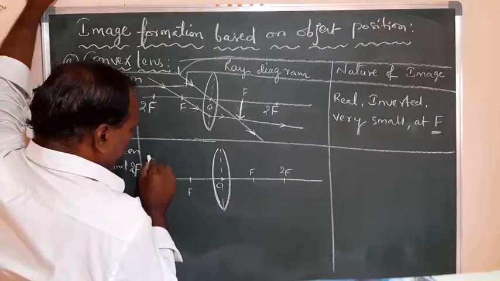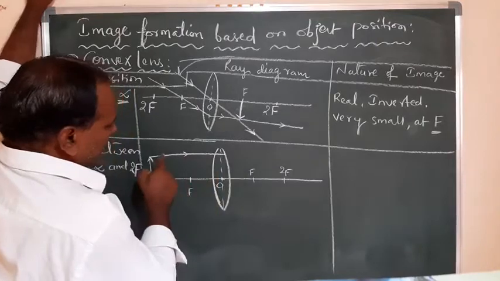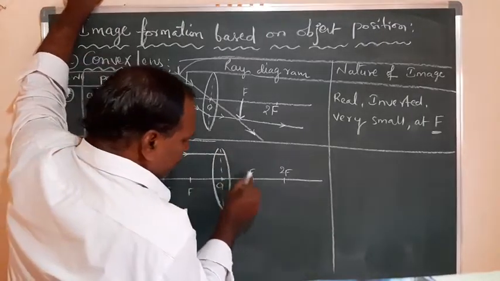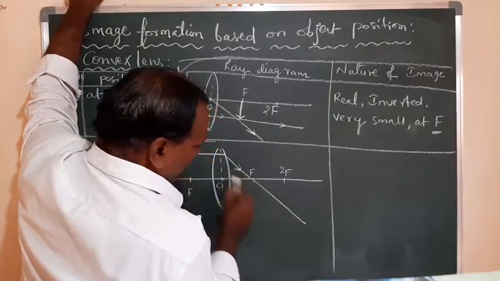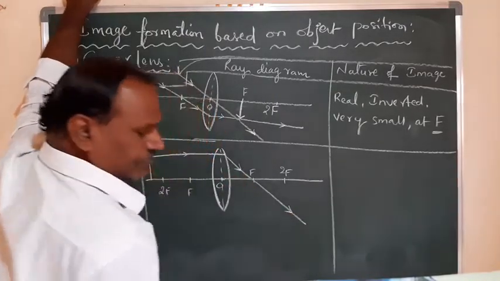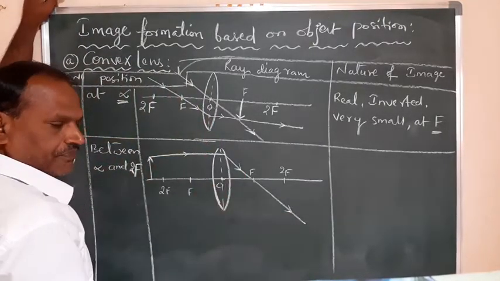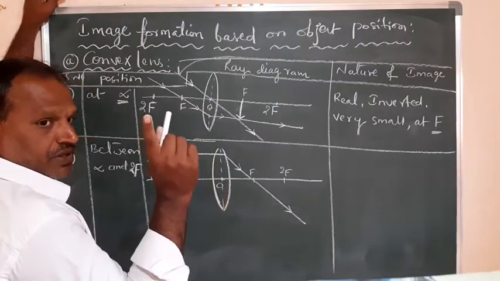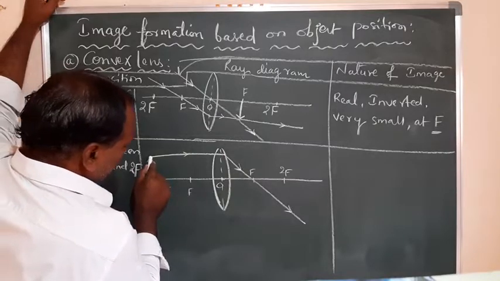Draw one of the lines parallel to the principal axis. Where it is parallel to the principal axis, it looks like it is coming from infinity. Definitely it will pass through the focus, so I can draw it like this. This is one of the rays. Right? One more ray I can draw, which is passing through the optic center. The ray passing through the optic center cannot be deviated. That you have to remember. So I can draw it here like this.